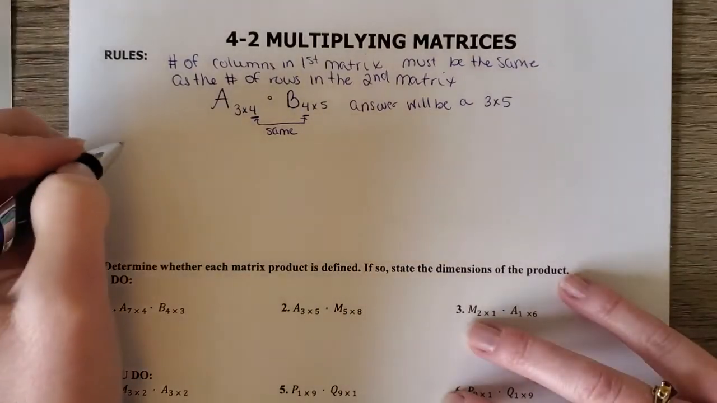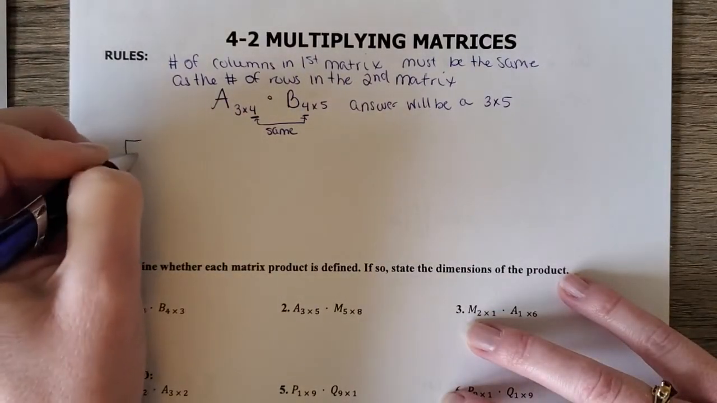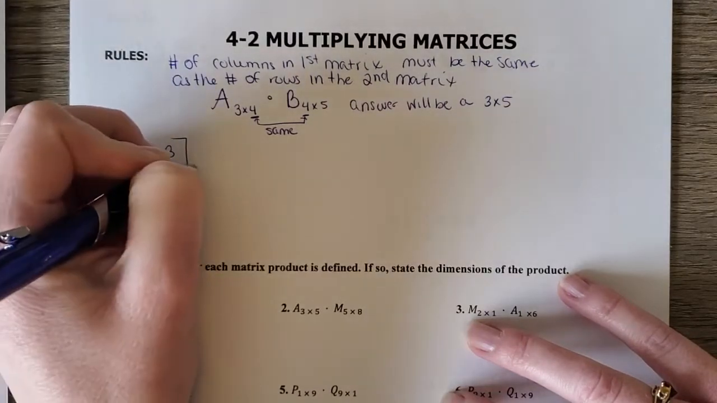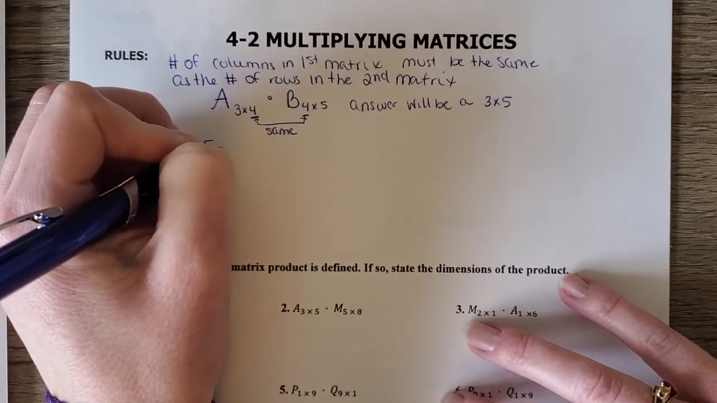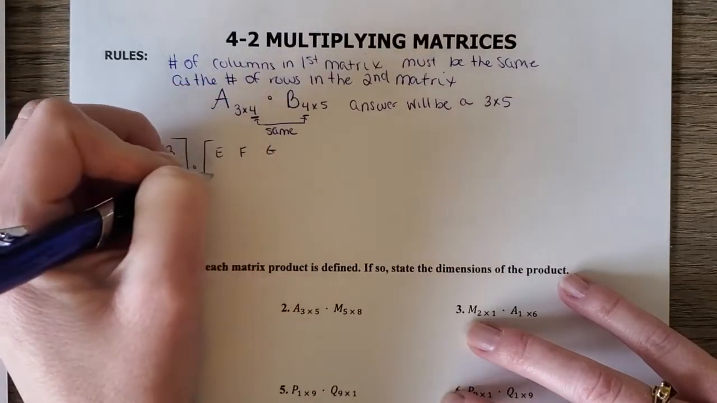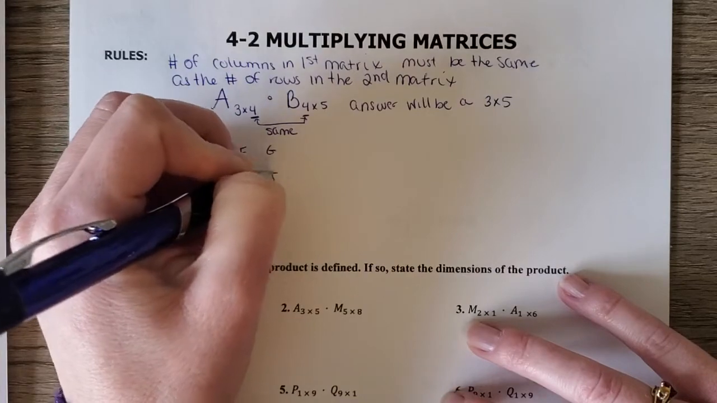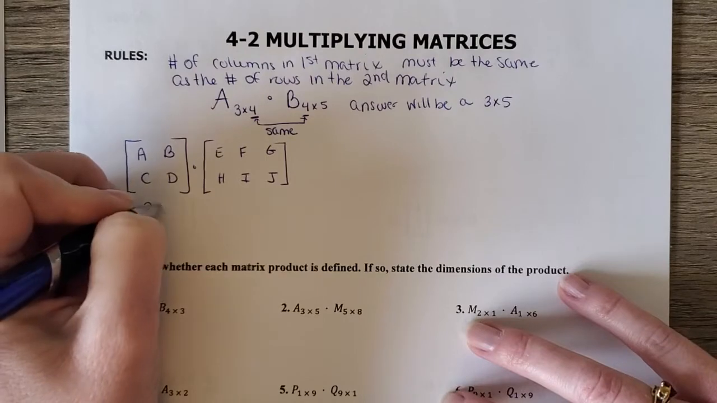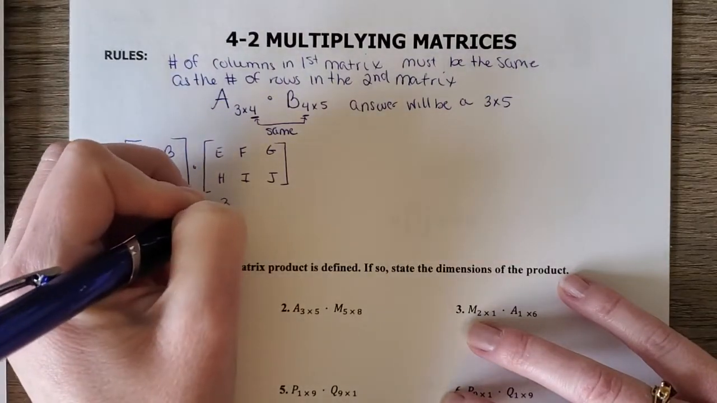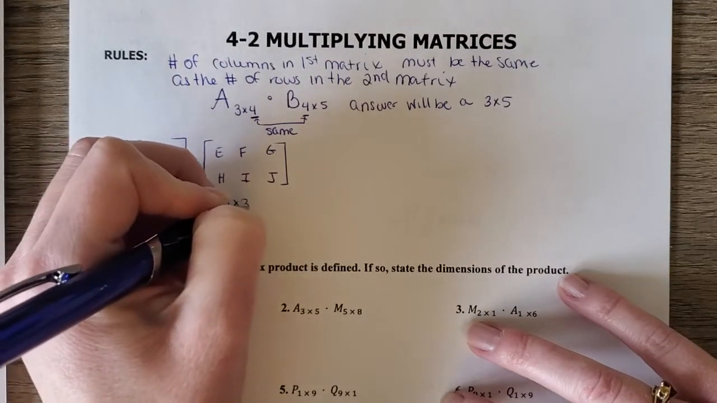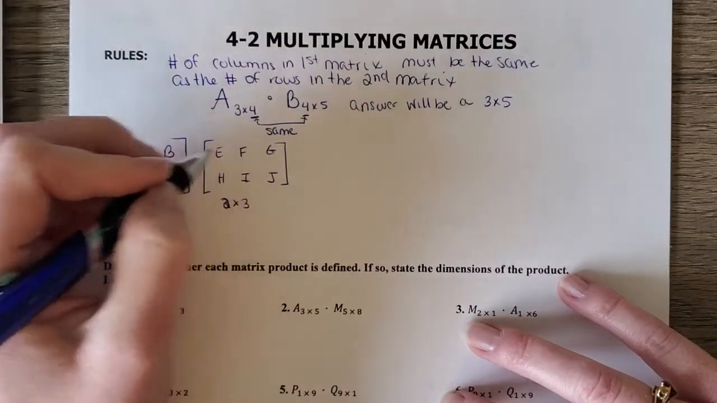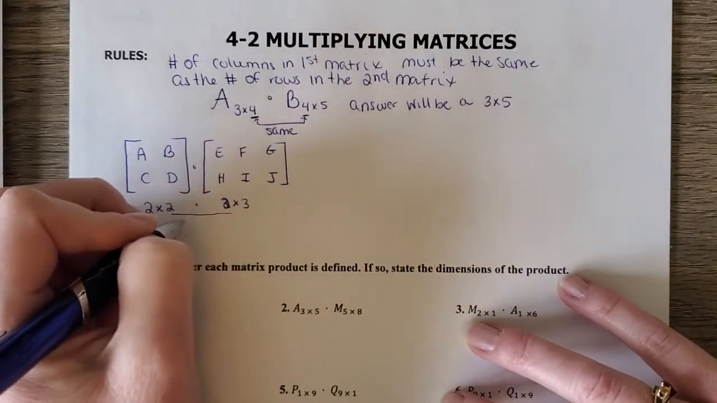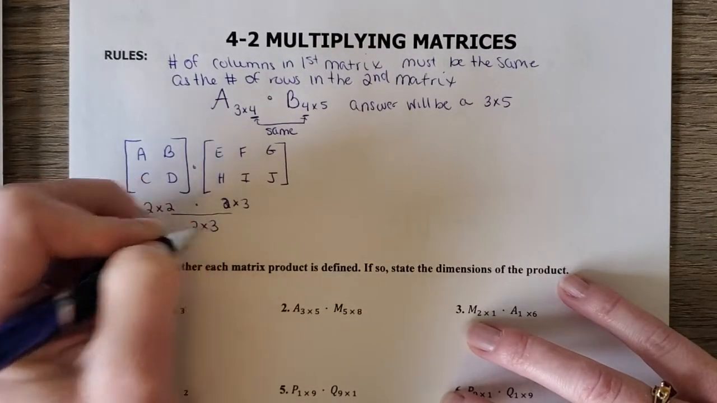How do we multiply matrices? Let's set up a problem. We're going to do A, B, C, D multiplied by E, F, G, H, I, J. If we look at this matrix, this is a 2 by 2 matrix, and this one is a 2 by 3. Rows by columns, 2 rows, 3 columns. We check these match, so we know this is going to be okay, and the answer is going to be a 2 by 3 matrix.